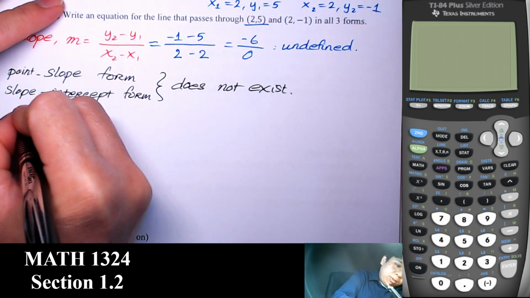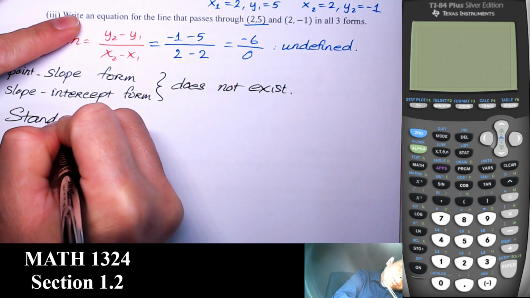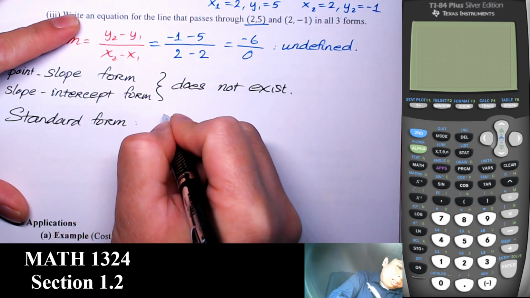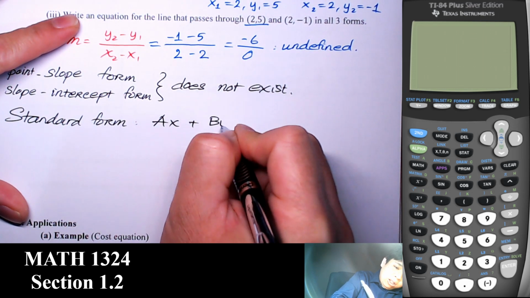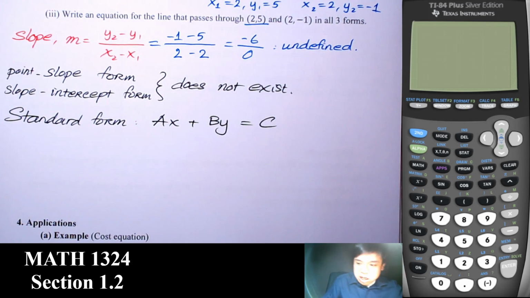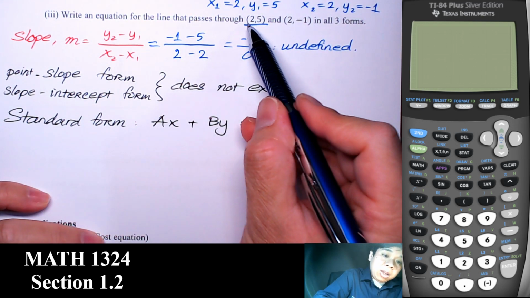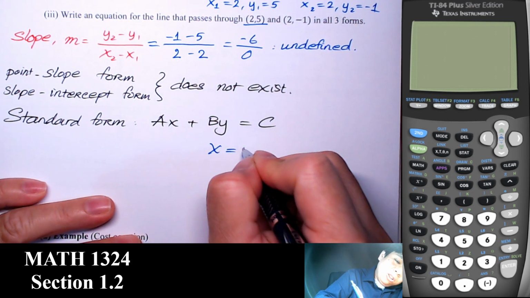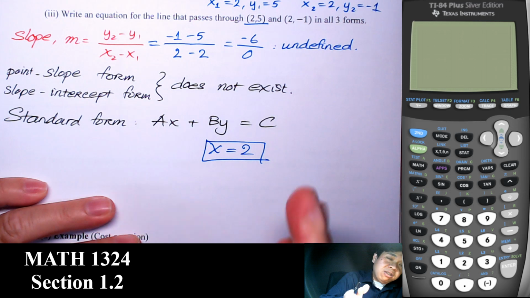So the standard form, ax plus by equal to c. But in this instance we can just go straight and say it doesn't matter what y is, x is equal to 2. So we only have standard form in this case.